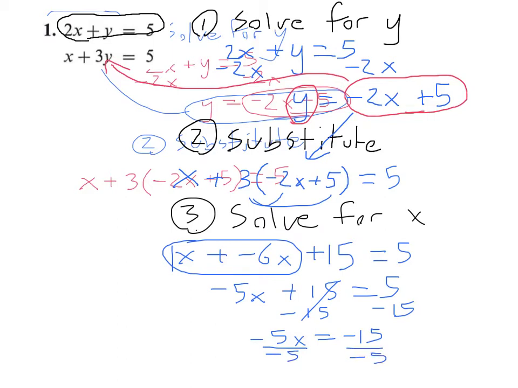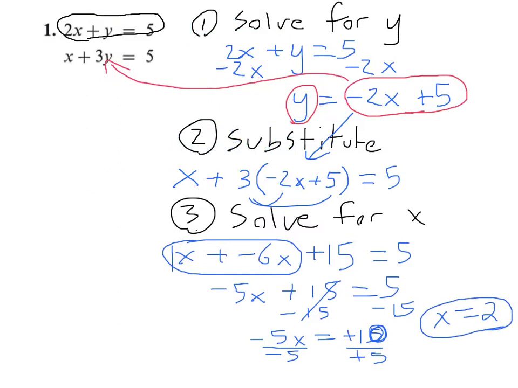Oh, sorry, this is negative 10. I'm rushing, made a mistake. Okay, and so what we get is x equals, and then negative divided by a negative is a positive, so just x equals 2. All right, now do not stop there. That is only half of the answer.